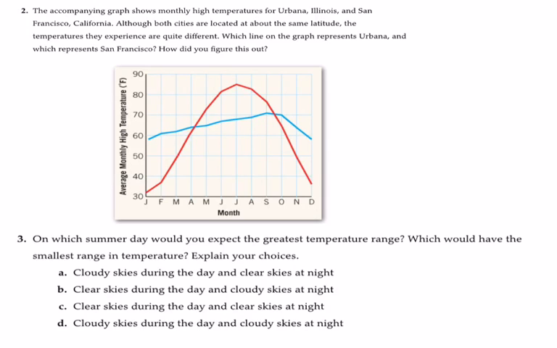Number 3, on which summer day would you expect the greatest temperature range? Which would have the smallest temperature range? Explain the choices. Again, a complete sentence. It has to do with, we talked about clouds and no clouds.